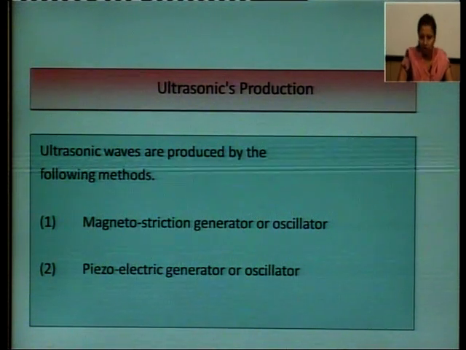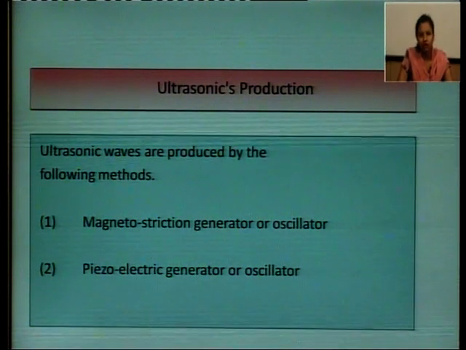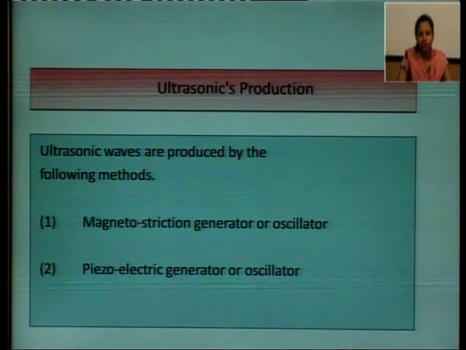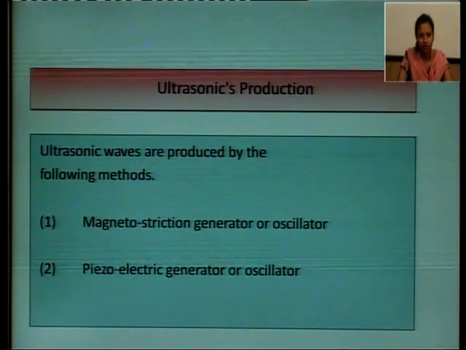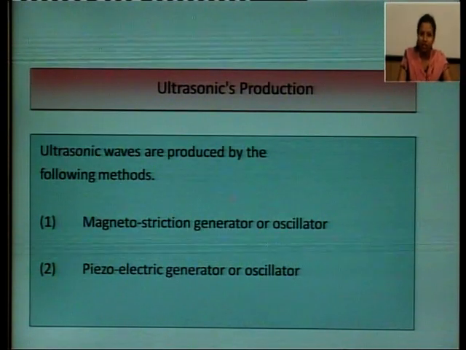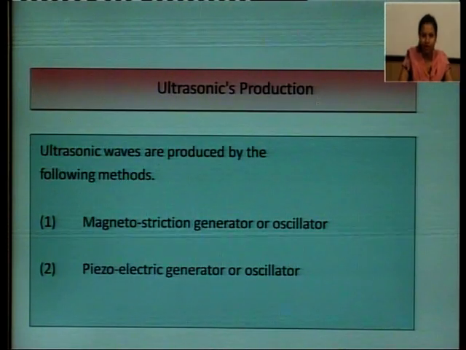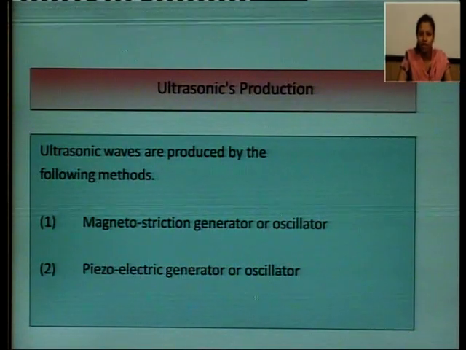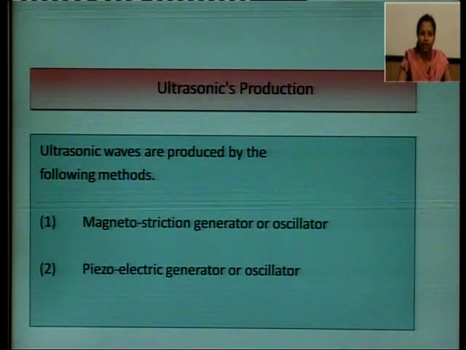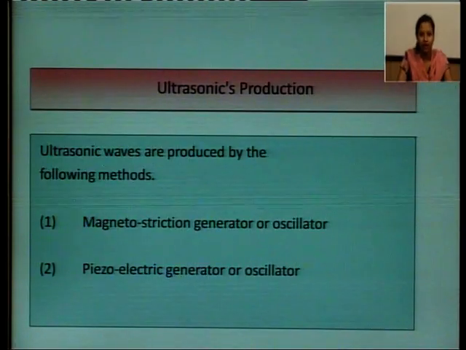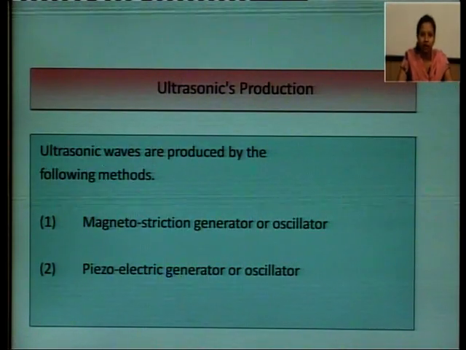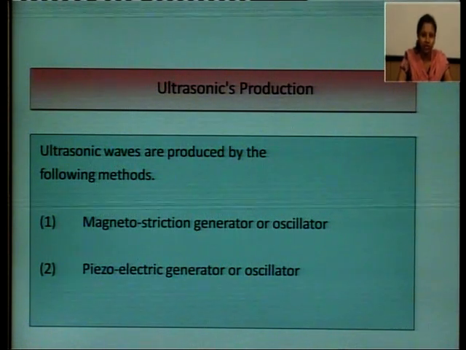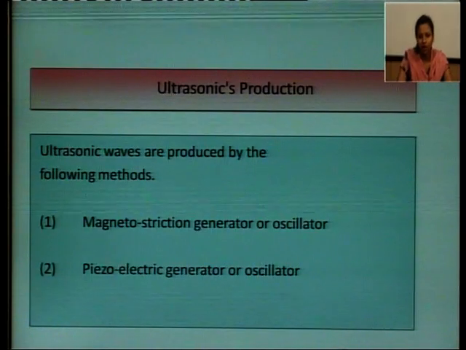Next, what are the production methods of ultrasonic waves? There are two methods by which we can produce ultrasonic waves. First is the magnetostriction generator or oscillator. Second is the inverse piezoelectric generator or oscillator. So ultrasonic waves can be produced with the help of a magnet or with an electric wire, depending upon the requirement, depending upon what type of ultrasonic waves and how much frequency we need.